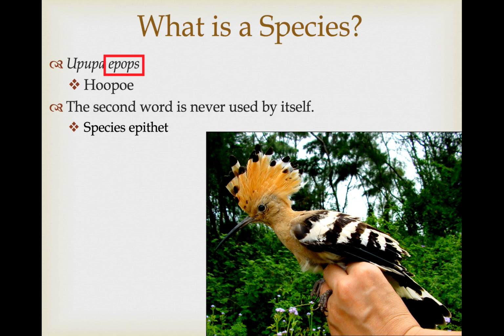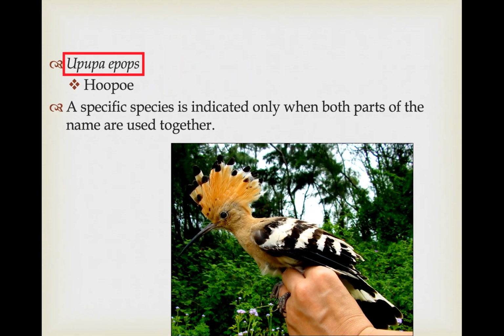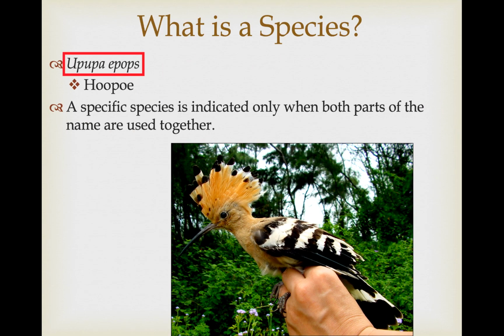And you would never use the specific epithet alone. So epops by itself doesn't mean anything. There are a lot of specific epithets like jamaicaensis. Okay, Buteo jamaicaensis refers to a red-tailed hawk. But if you just say jamaicaensis, there are probably hundreds of species names that end with that specific epithet, but they don't mean anything until you link them to the genus you're talking about. So a specific species name is really only properly indicated when you're using both parts of the name together. So Upupa epops is the hoopoe.